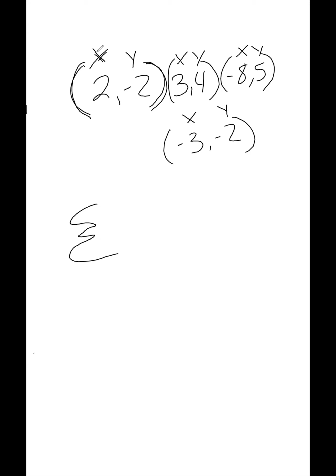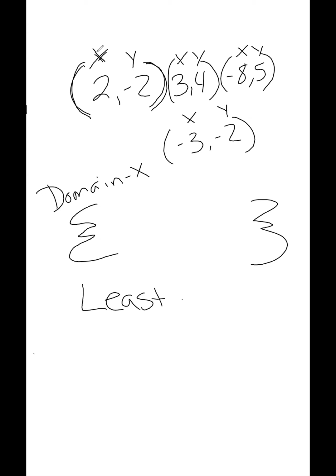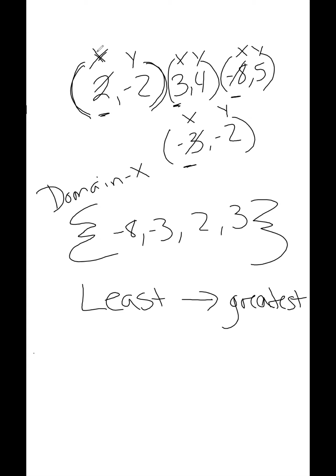That's what we were doing, just listing your points. So let's do domain, which is the X values. We're always going to go least to greatest. So I have a 2, a 3, a -8, and a -3. I'm going to start at -8 because that's my least value, then -3. If you need to, you can cross them out as you're doing. Then I have 2 and 3. So you know you've used up your numbers. If you need to cross them out, do that.